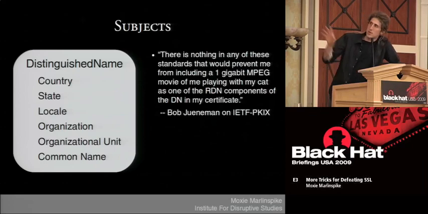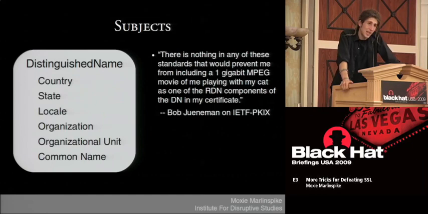One of my favorite quotes is from this guy who was implementing X509. He says, "There's nothing in any of these standards that would prevent me from including a 1 gigabit MPEG movie of me playing with my cat as one of the RDN components of the distinguished name in my certificate." And the thing is, he's right.